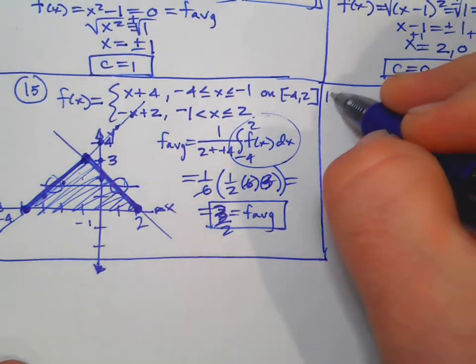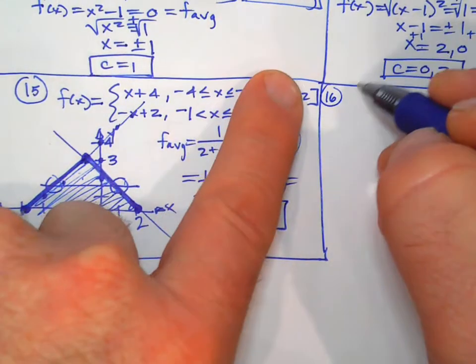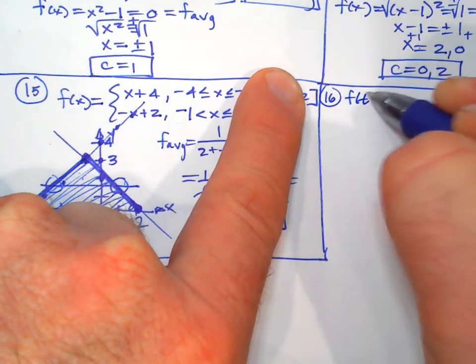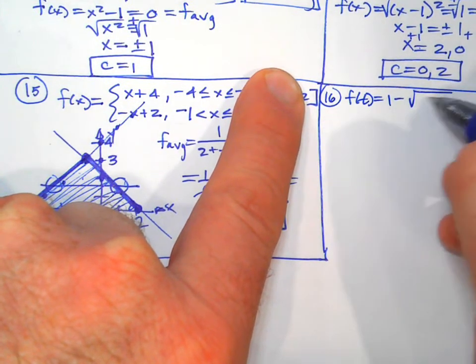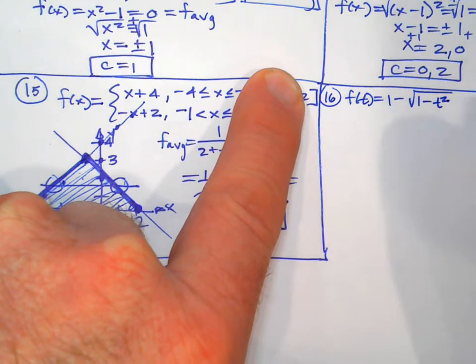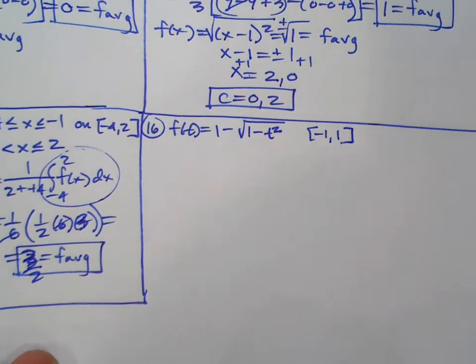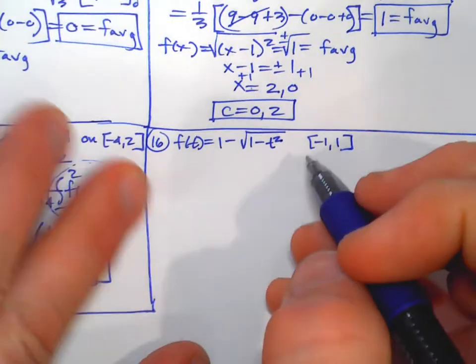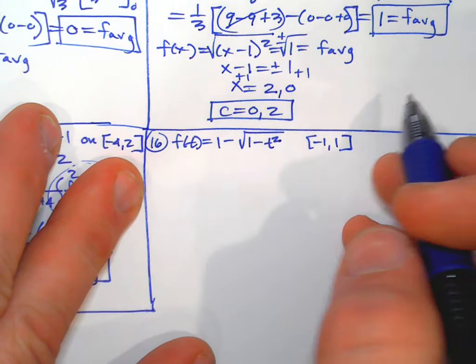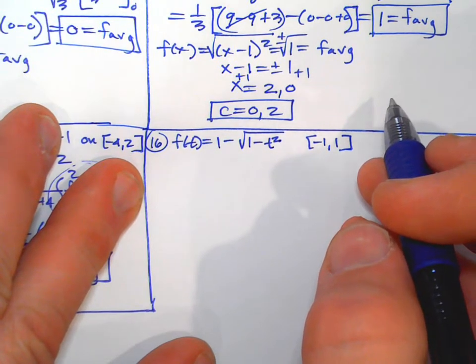Okay, 16 says f of t equals 1 minus the square root of 1 minus t squared, from -1 to 1. So what kind of shape is this that we could use geometry on? Might be like a circle or a conic section or something, you know?